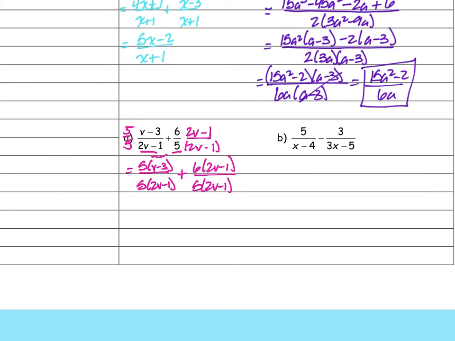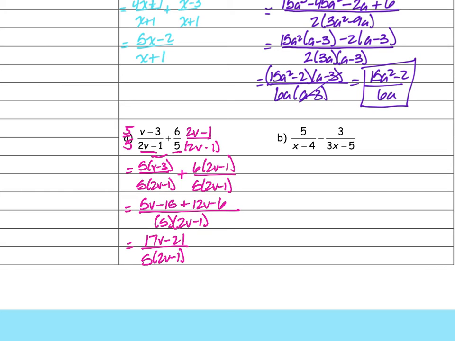And I'm going to distribute, right? So I get 5v minus 15 plus 12v minus 6, all over, and I do not have to multiply the denominator out. I can just leave it in factored form. So I've got 17v minus 21 all over 5 times 2v minus 1. And that's it.